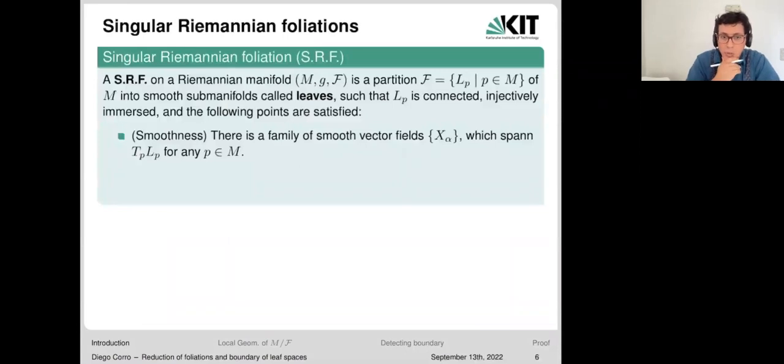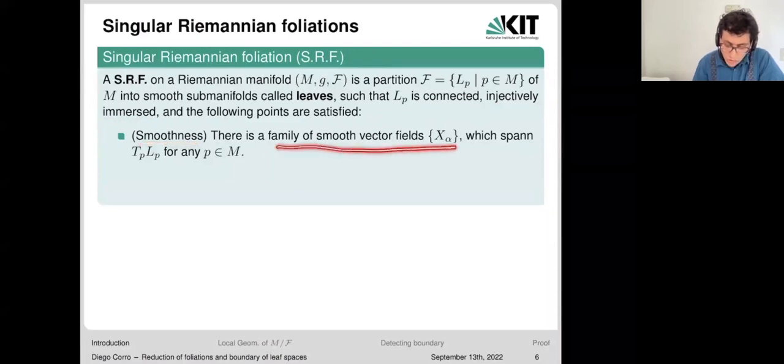So a singular Riemannian foliation of a Riemannian manifold is just a partition of the manifold into submanifolds called leaves. And we ask that the submanifolds are connected and injectively immersed, and that the following conditions are satisfied. So first, we ask that the foliation is smooth. This means that there exists a family of smooth vector fields, X alpha, that span the tangent spaces of the leaves at any point. So roughly, this is telling us that the tangent spaces of the leaves change smoothly as we move along M.